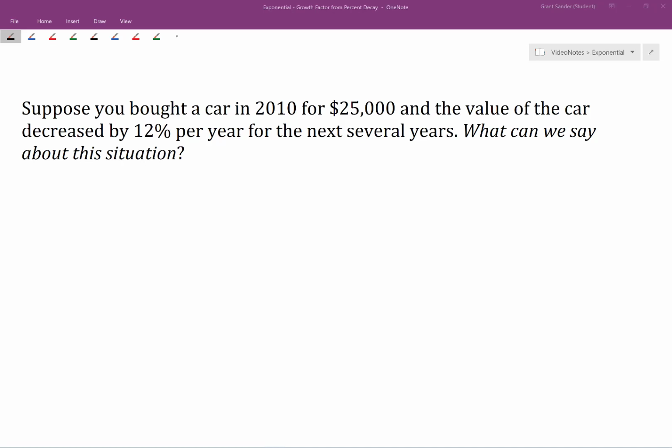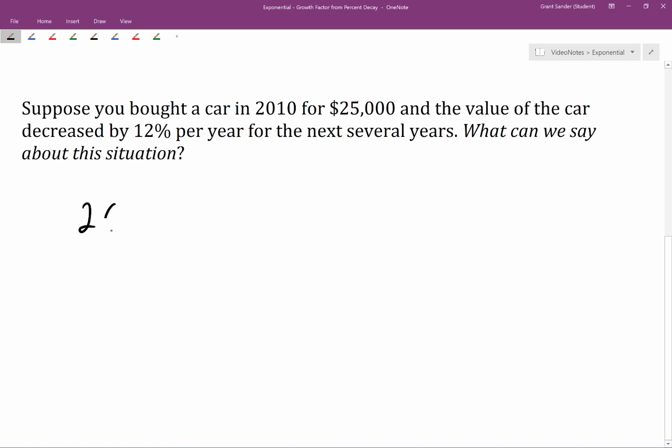In this video, we will look at how we can determine a growth factor if we're given a negative percent change. So consider the following context. Suppose you bought a car in 2010 for $25,000, and the value of the car decreased by 12% per year for the next several years. Let's think about what we can say about the situation.